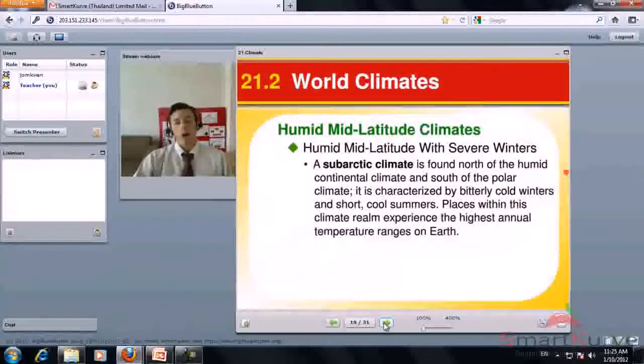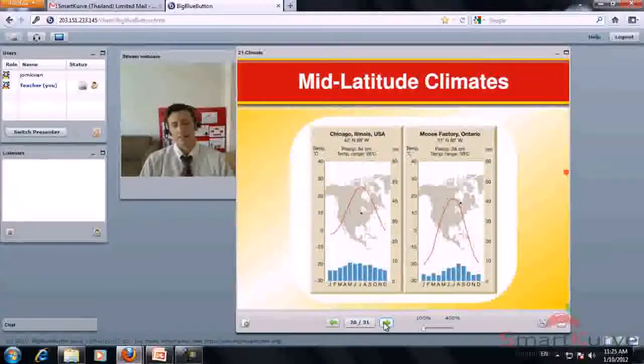We're now going to look at climates that are in the middle of a continent, very far from an ocean. And we're going to look at that on the next slide. We're going to look at Chicago, Illinois in the United States, and the town of Moose Factory, Ontario in Canada.